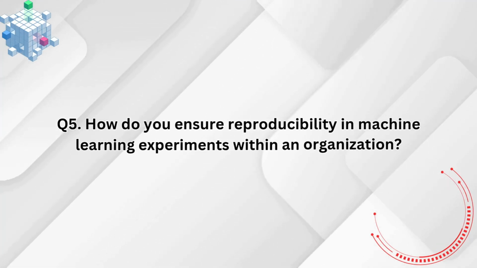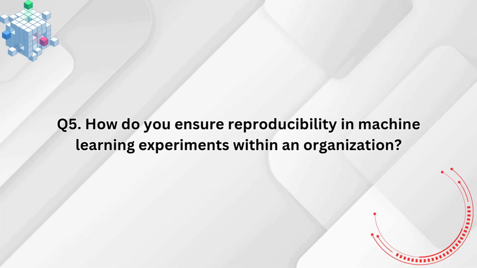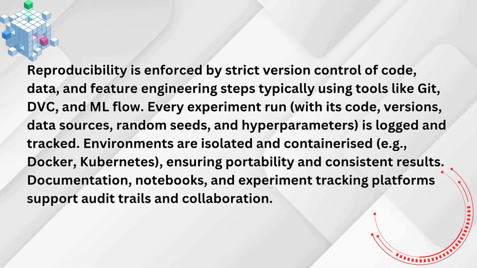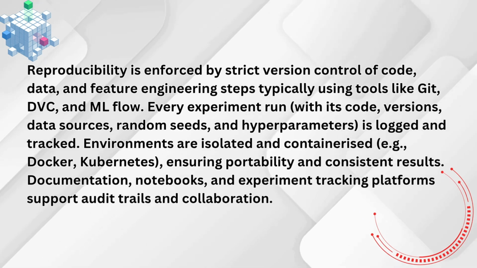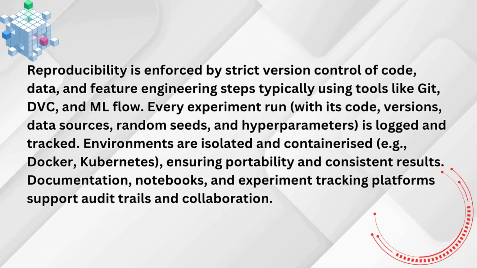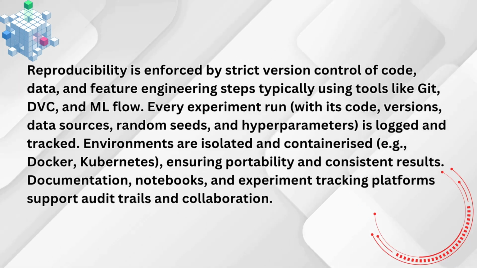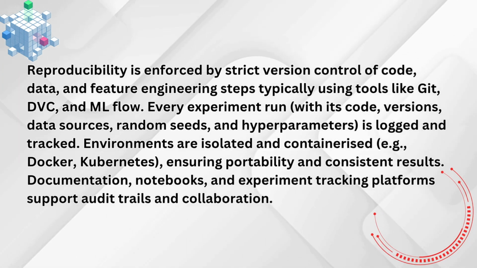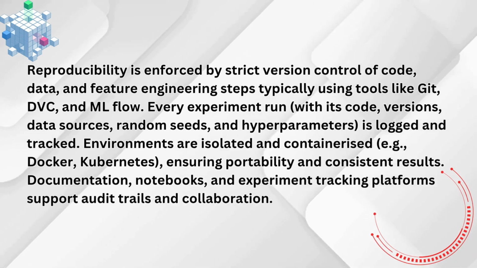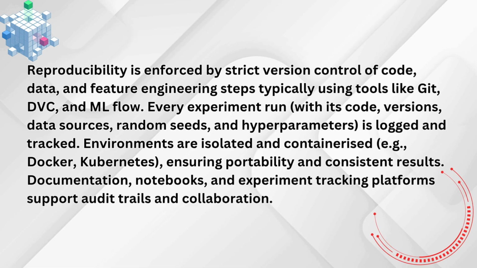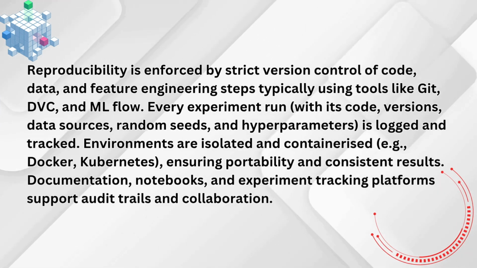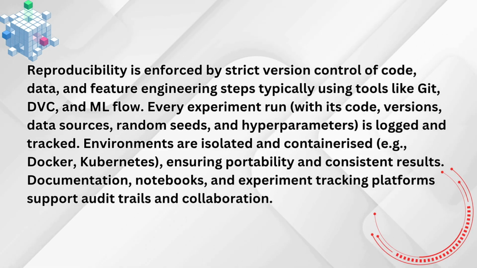How do you ensure reproducibility in machine learning experiments within an organization? Reproducibility is enforced by strict version control of code, data, and feature engineering steps, typically using tools like Git, DVC, and MLflow. Every experiment run, with its code, versions, data sources, random seeds, and hyperparameters, is logged and tracked. Environments are isolated and containerized. Examples are Docker and Kubernetes, ensuring portability and consistent results. Documentation, notebooks, and experiment tracking platforms support audit trails and collaboration.